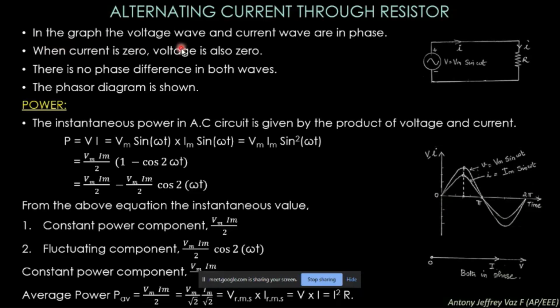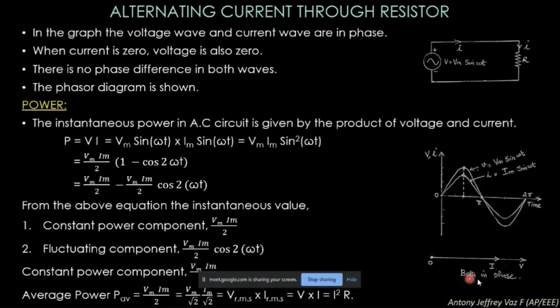In the graph, the voltage wave and the current wave are in phase. Here in phase represents both start at the same time and end at the same time. Both the waves cross the 0 at the same time. This helps us to say the waves are in phase. When current is 0, voltage is also 0. You can see in the figure, when current becomes 0, voltage is also 0. There is no phase difference in both the waves, and the phasor diagram is shown in the below figure.